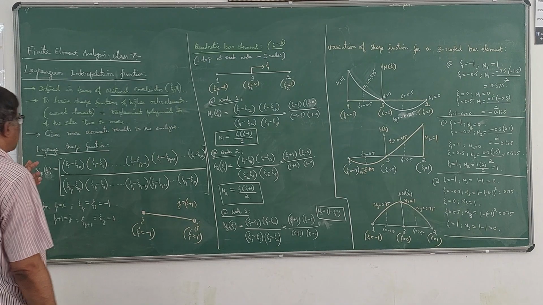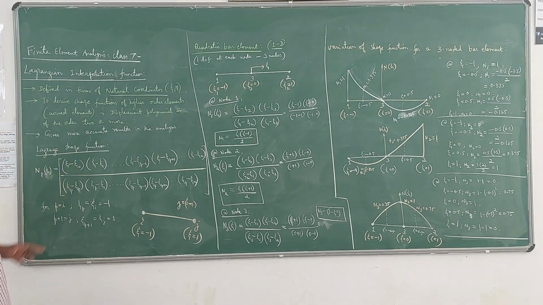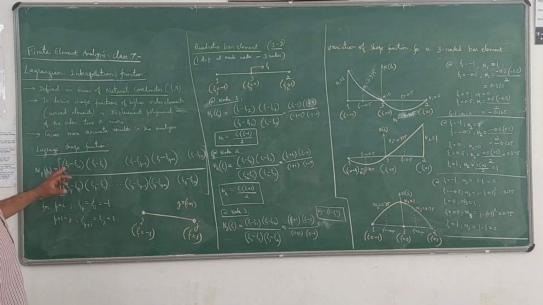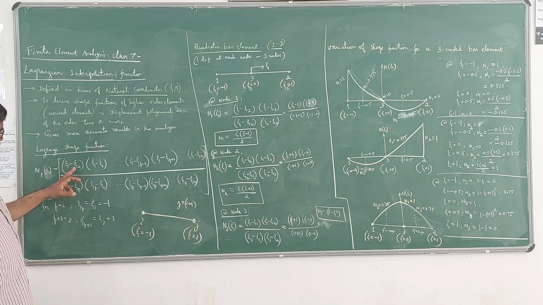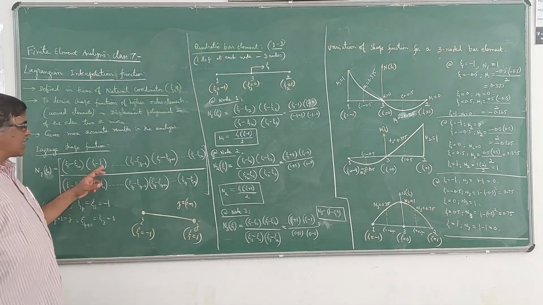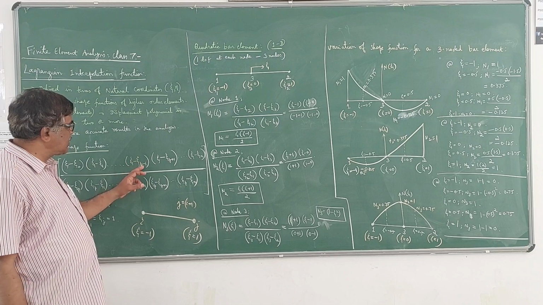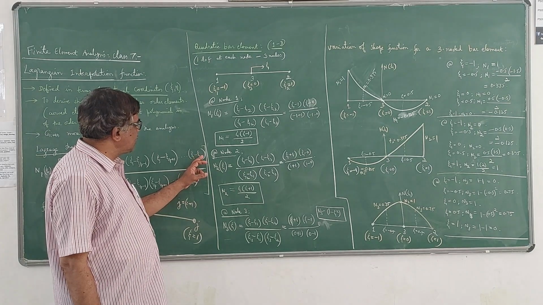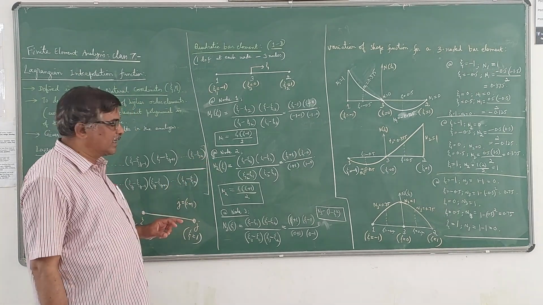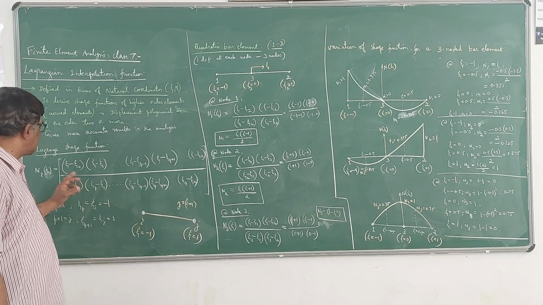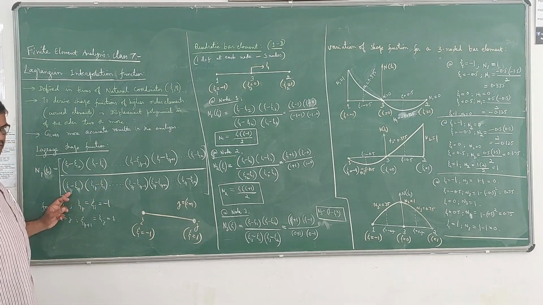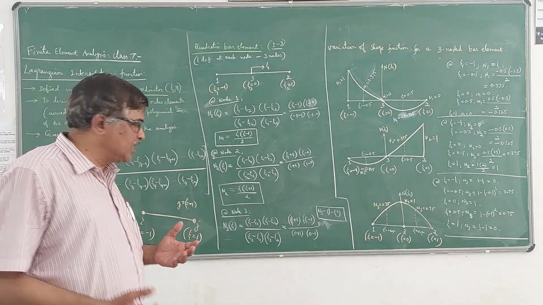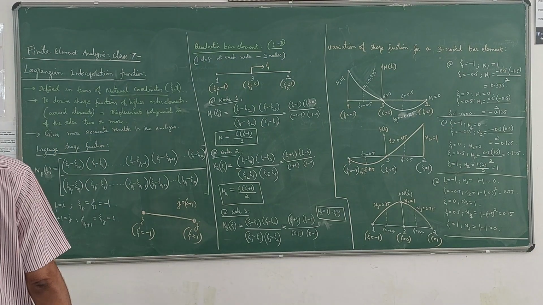Now the Lagrangian shape function can be defined like this. N_p of zeta is equal to (zeta minus zeta_0) into (zeta minus zeta_1) up to (zeta minus zeta_(p minus 1)) into (zeta minus zeta_(p plus 1)) up to (zeta minus zeta_n), divided by, in the denominator, the same product where the zeta term is replaced by zeta_p. So zeta is the general term, the variable in the Lagrangian interpolation function.